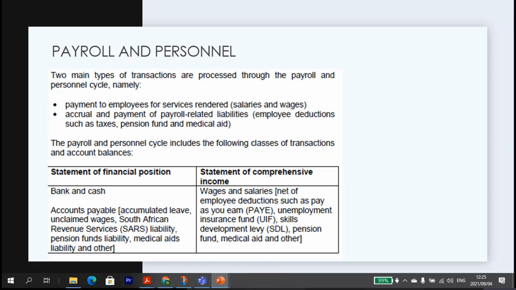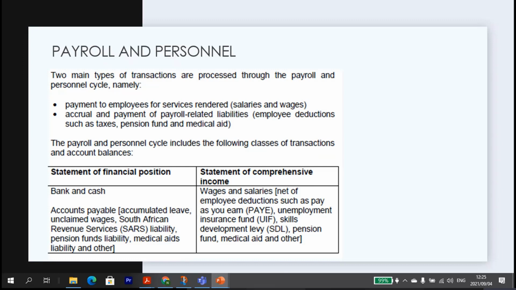Payroll and personnel. So two main types of transactions that are processed within the cycles are your salaries and wages and your employee deductions, such as your taxes, UIF, medical aid, and pension funds. Okay. Those are the two main transactions within the cycle.